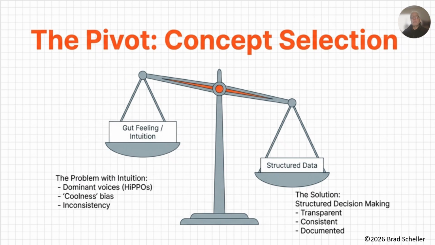Now we pivot from divergence to convergence. How do we pick the winners? Now, most teams rely on gut feeling. Someone says, I like this one, or this feels right. That's a problem. That's a real problem. Why? 3 reasons.